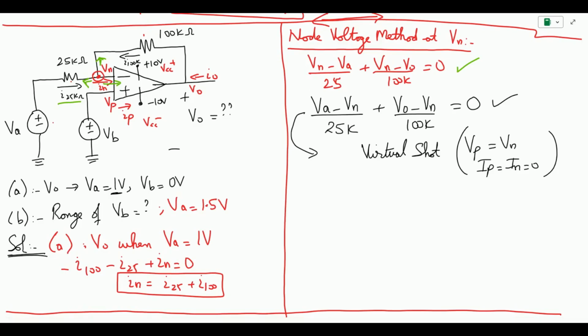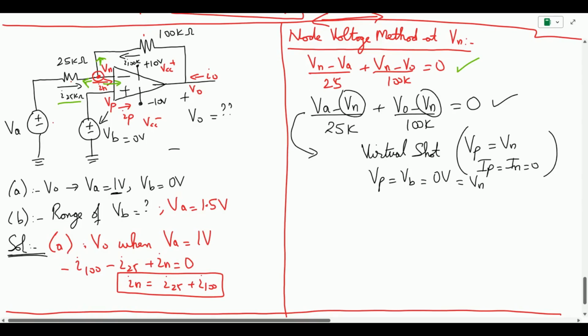So these are the conditions that we are always going to utilize when working with amplifiers. So the virtual short condition says that Vp equal to Vn. So here Vp is directly connected to Vb and Vb is 0 volts. So which means that our Vp equals to Vb and it is equal to 0 volts. So it is going to be Vn. So which means that Vn over here is going to be at 0. So our equation then becomes Va, which is 1 volt, minus 0 divided by 25K plus V out, which we need to find, minus 0 divided by 100K equals to 0.